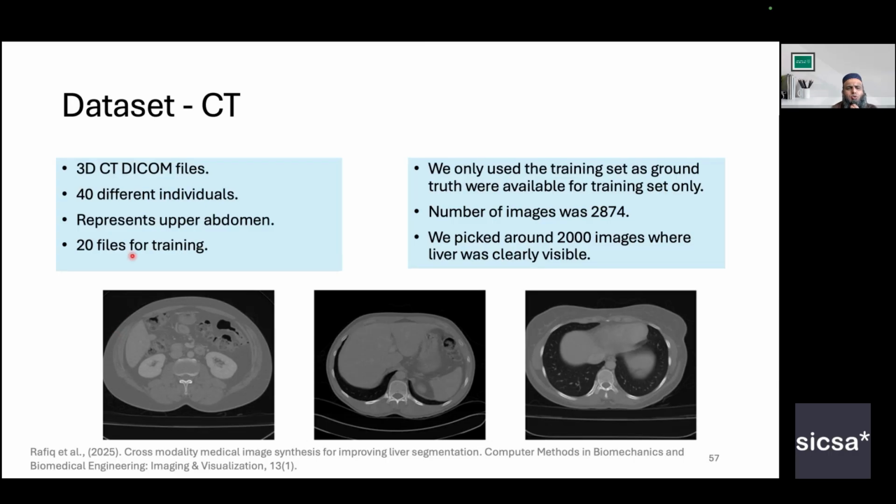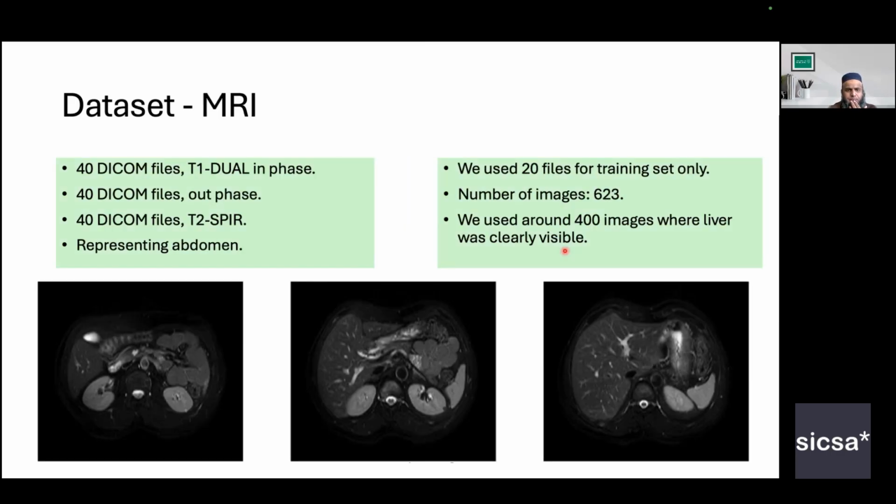We could only use 20 files out of these. Once we extracted the images, we ended up having almost 2800 images. Of these, we refined our selection further and picked only 2000 images, because we needed those images where the liver is quite clearly visible. For the MRI data, again for 40 cases, we ended up using 623 images extracted from 20 files.